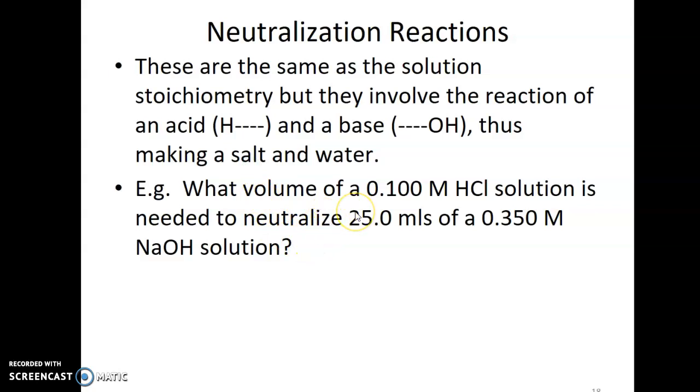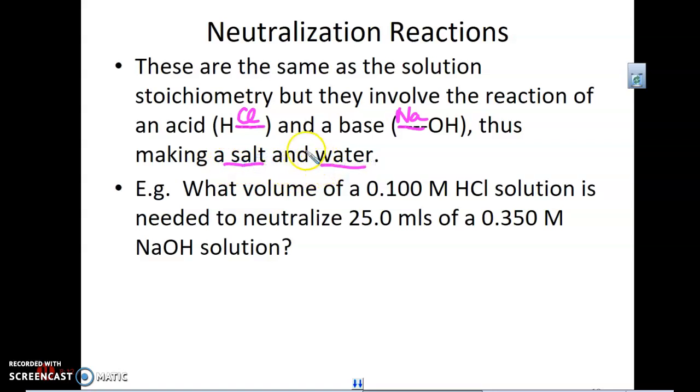All right, so I will probably do this in 2 different videos. Neutralization reactions are the same as solution stoichiometry, but what we're going to specifically look at is an acid, which if you recall starts with an H something, and a base, which is something OH. So this could be like HCl, this could be like NaOH. That's a very simplistic way of looking at an acid and a base, but you can study that more later. It's going to make a salt and a water.